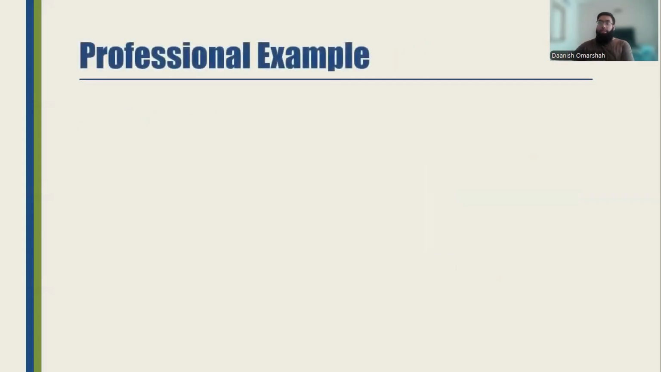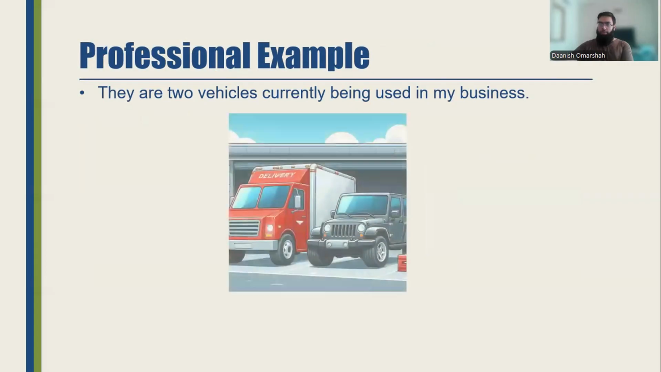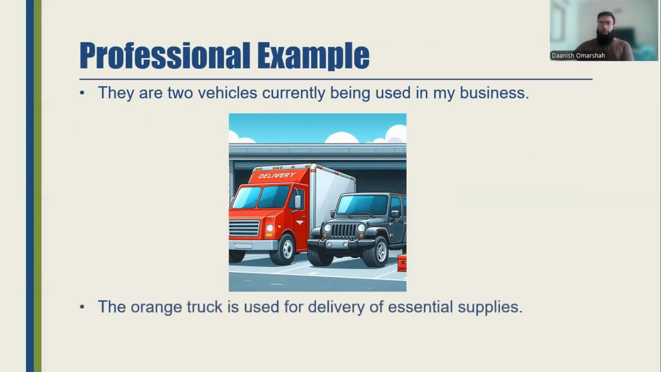Moving on, let's look at a more professional example relating to the ownership of an asset. Let's assume there are two vehicles currently being used in my business. You can see the left vehicle is a delivery truck and the right vehicle is a Jeep. The delivery truck is used for the delivery of essential supplies, which is of key importance. The Jeep, however, is not mine. It's owned by John, even though it's in my garage.